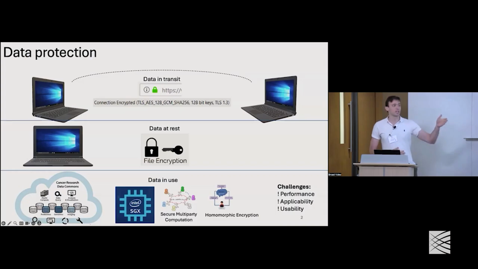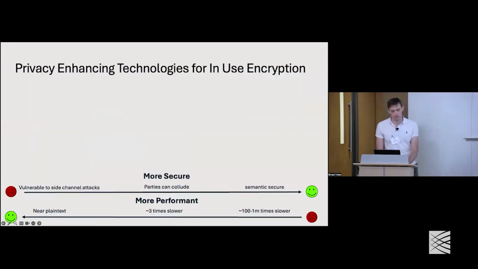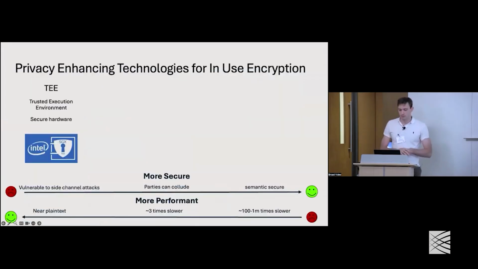But there are a lot of challenges for data in use because right now there's a huge performance hit, applicability is low, and usability is still a challenge. So let's take a deep dive into some of these technologies real quick. The first one is a trusted execution environment, like Intel SGX. This is a hardware chip that can perform this data in use encryption. Unfortunately, it's quite vulnerable to side channel attacks, but it's very performant. It's actually really close to plain text, which is just computing not on encrypted data.